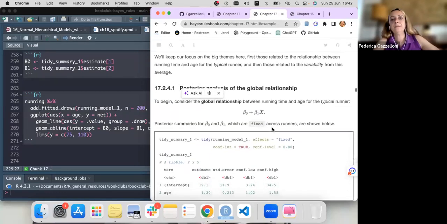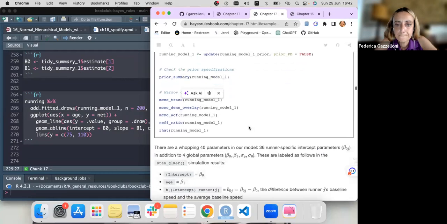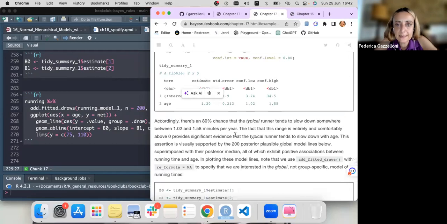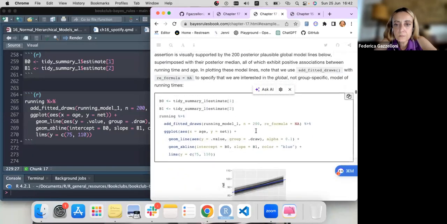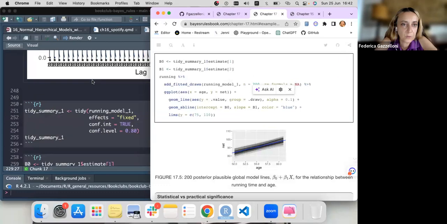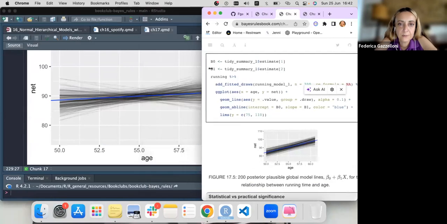Global relationship, okay. So we see that in the tidy summary, we have this positive influence of the age, and when we set the effect to fixed. And so if we plot, as we did before, so what we did before was this one here.